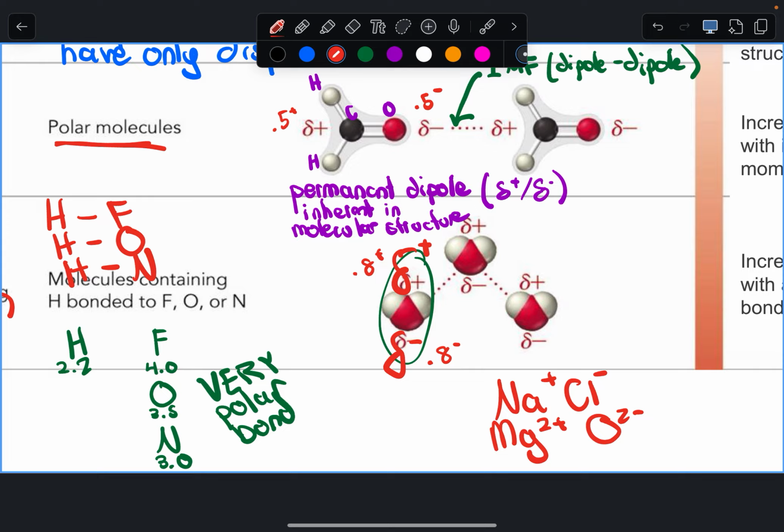So if I've got a 0.8 partial charge between the waters, that's going to be a stronger interaction than a 0.5. Okay? So the more polar something is, the bigger the partial charge is created, and therefore the stronger the interaction between the molecules.